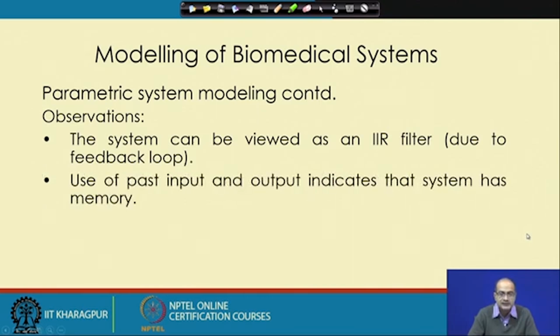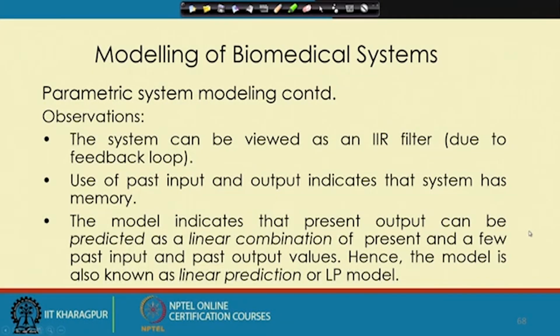The next point is that the past input and output indicate that the system has some memory. Here the output depends on the present input as well as the past inputs and some past outputs. So that means the system has a memory. If there is any change in the input, the overall output cannot change immediately because of that memory. It will require some time for those memories to be erased or updated by the new values, and only then can we expect the overall change in the output. We can say that the change in output will have some inertia.